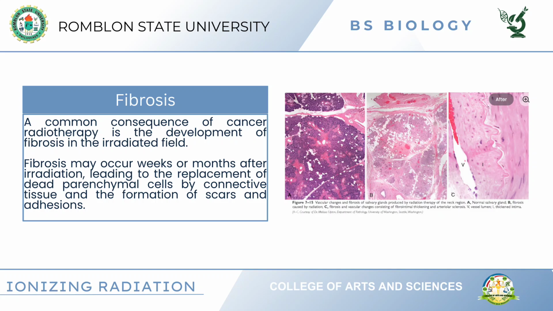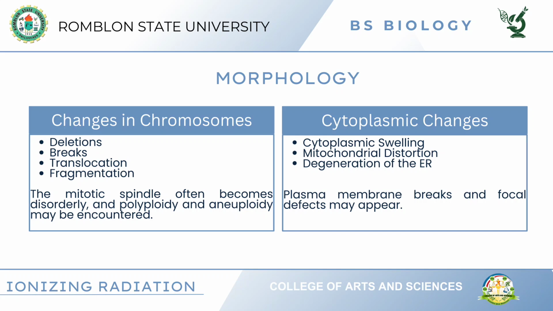So, when does it happen? Does fibrosis happen immediately? No, it's not immediate. Fibrosis usually develops weeks to months after radiation therapy. So, what are the consequences of fibrosis after radiotherapy? Of course, it can cause scarring and tissue stiffness. And in some cases, it will lead to adhesions, where the tissues stick together abnormally.